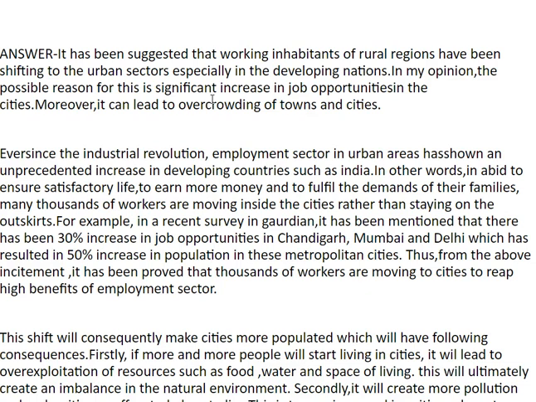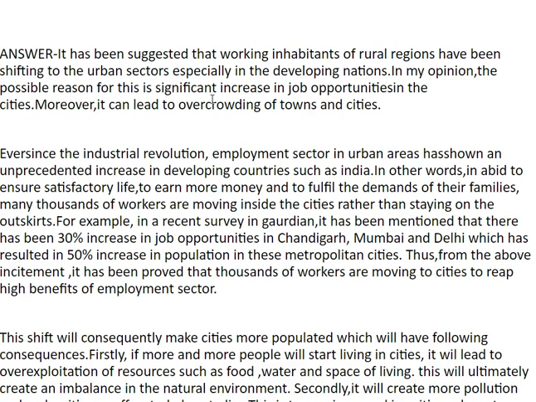Okay, so let's look at this a little more closely. This is a good introduction, so well done. It has been suggested, nice use of a passive phrase there. It has been suggested that working inhabitants of rural regions have been shifting, good use of vocabulary, to the urban sectors, especially in the developing nations. Here, instead of sectors, I would say areas, urban areas, especially in developing nations instead of the developing nations. In my opinion, the possible reason for this is a significant increase in job opportunities in cities instead of in the cities, in cities.